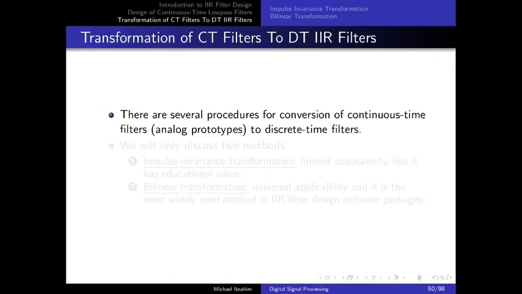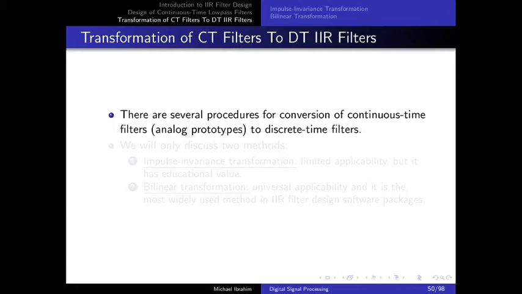Hello everyone. In today's lecture, we'll continue our journey with designing IIR filters. In the previous lecture, we've seen that in order to design an infinite impulse response filter, we first need to transform the discrete time filter specification into a continuous time filter specification.